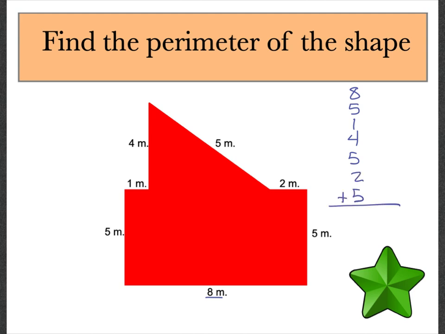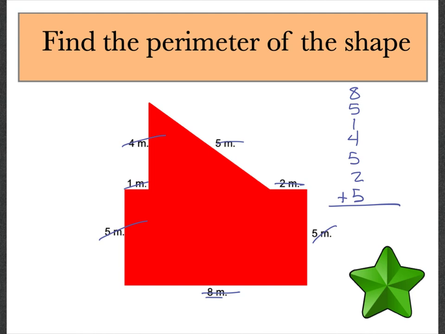Okay, so we can now, and there's another strategy to this that you could do. I could take 8 and 2, that's 10, 5 and 5, that's another 10, so that's 20. And then 4 plus 5 is 9, plus 1 is another 10, so that's 30. So you could do it mentally like that. I would suggest crossing out the numbers you've used, just so you don't accidentally add one twice or forget about one.